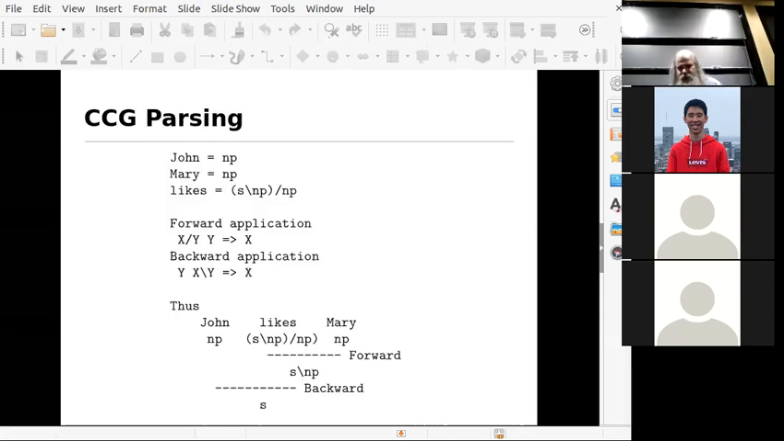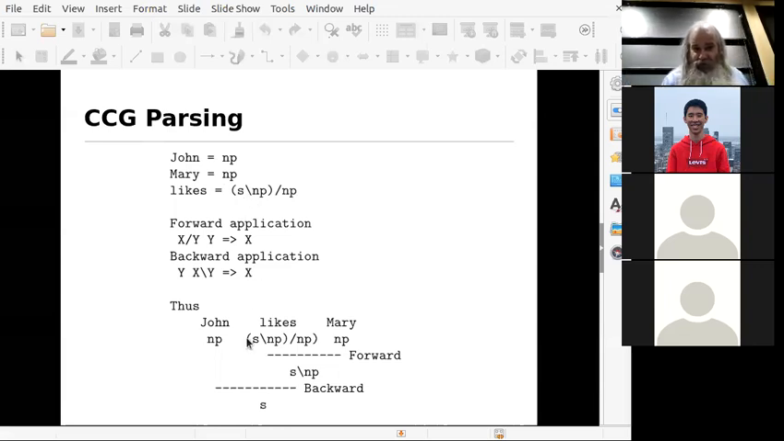So let's have a look at this. This is the syntactic one. We have John, Mary, likes. Likes is this thing with brackets. What the slash basically says is, I'm looking for something. A backslash means I'm looking for something before me, and the forward slash means I'm looking for something after me. So how to read the form for likes is: likes is a thing that, if it gets an NP to the right of it, forms something that, if I get an NP to the left of it, gives me a sentence.